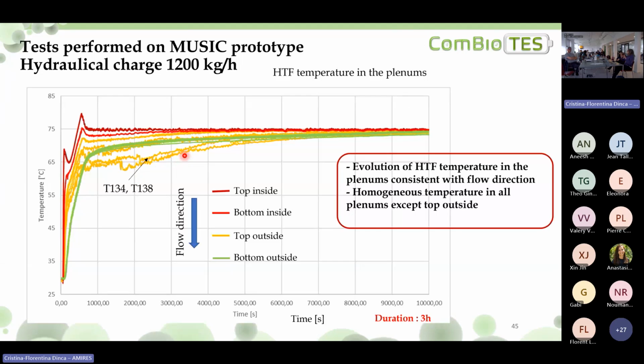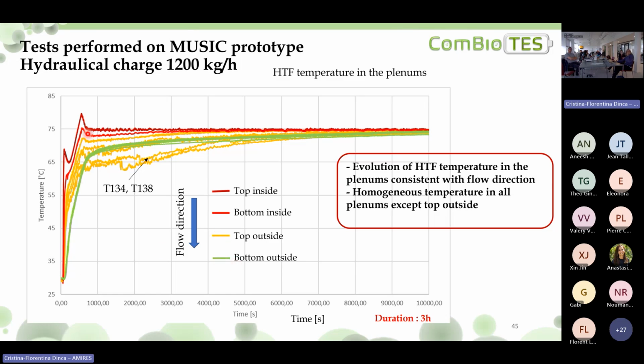There are four hydraulical plenums in the system, and in the flow direction, the temperature encountered in the first plenum is shown in dark red. In the second plenum, it's shown in normal red. It's difficult to see the difference. In the third plenum, the temperatures are shown in orange, and in the last plenum, the temperatures are shown in green.